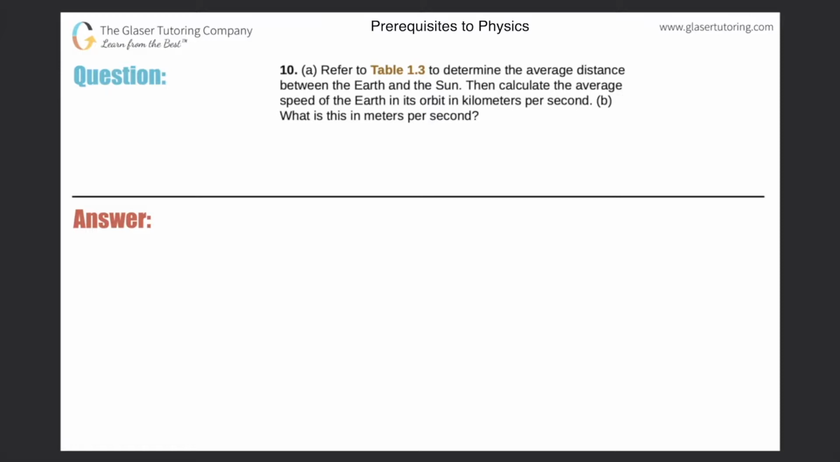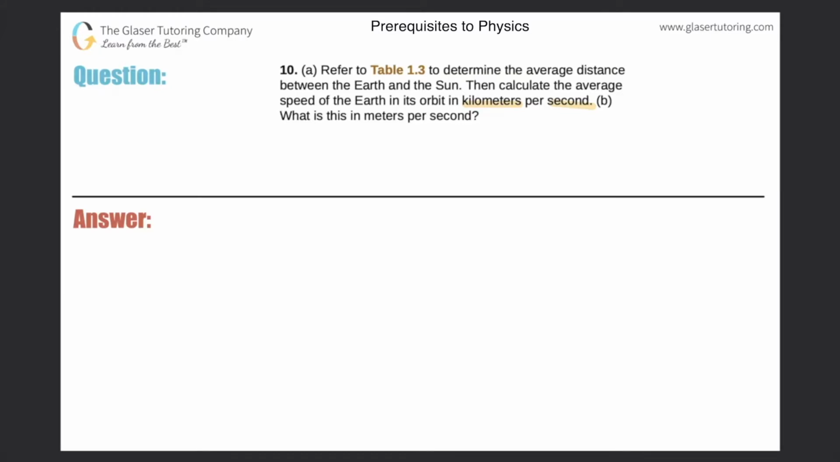Number 10. A. Refer to Table 1.3 to determine the average distance between the Earth and the Sun. Then calculate the average speed of the Earth in its orbit in kilometers per second. So if you were to go to the book and look up Table 1.3, you'll find that the distance between the Earth and the Sun is going to be the value of 10 raised to the 11 meters.